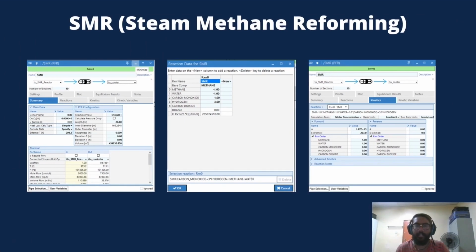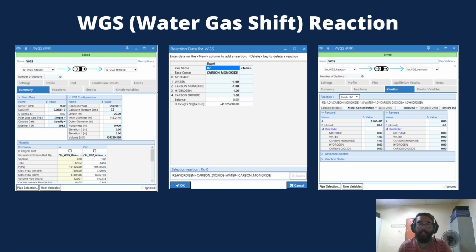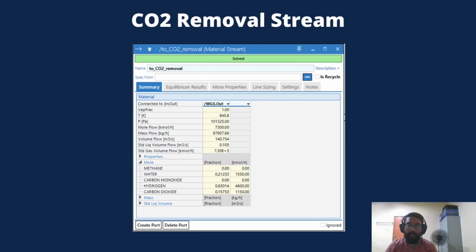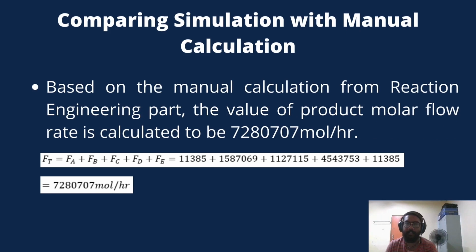The SMR reactor, also known as steam methane reforming reactor, is added into the flow diagram. The properties of the SMR reactor are shown in the diagram above. Next, a WGS, also known as water gas shift reactor, is added into the flow diagram, and the properties of the WGS reactor are shown in the diagram above. And finally, the outlet stream, which is labeled as CO2 reverse stream, and the properties and mole composition of the stream are shown above. After the simulation, the values must be compared using manual calculation.